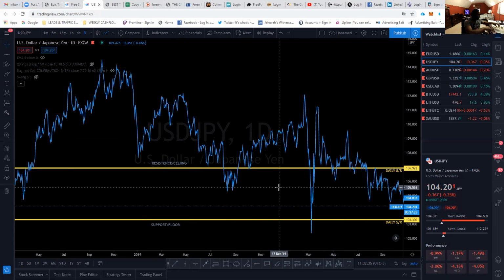So now I'm going to actually grab my rules here. We're going to start marking up this chart. We're going to see if we can actually find a good trade idea off of this pair.